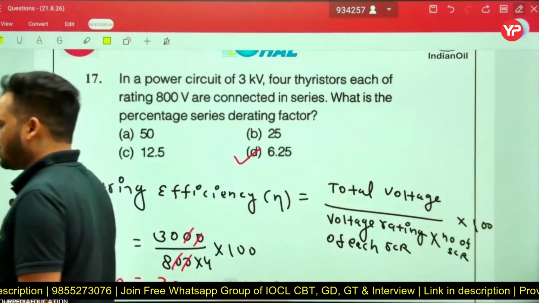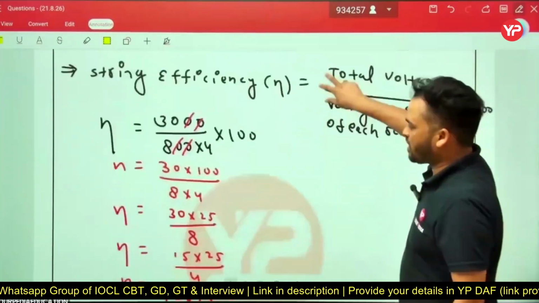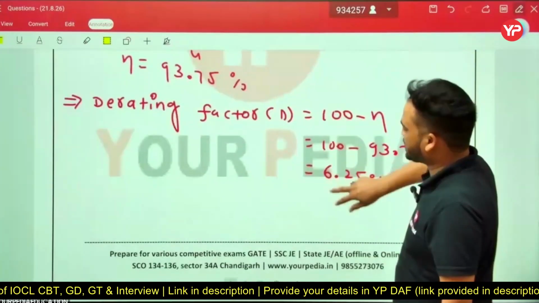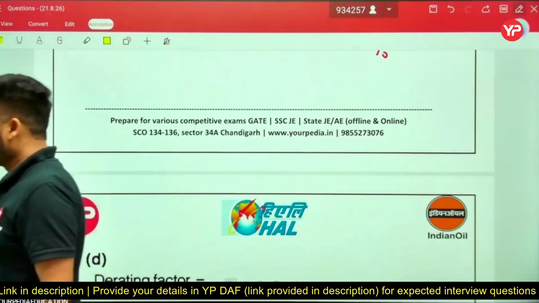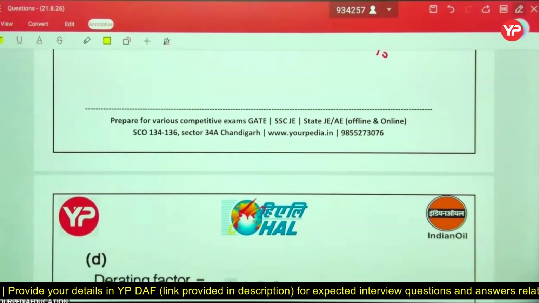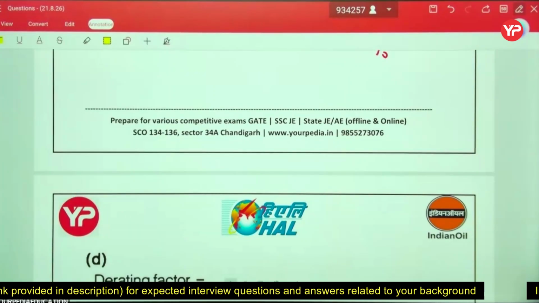Okay, this is clear now. What is the series and parallel combination, and why do we connect in series and why do we connect in parallel? What is the relation between the derating factor and efficiency? Okay, Shreya, thank you.